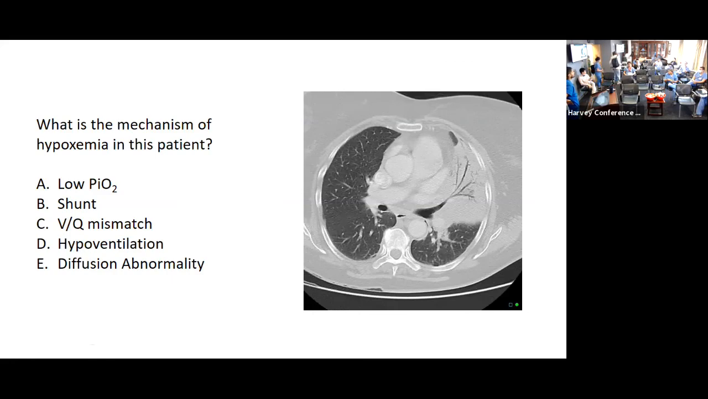Yeah, you're not wrong to say VQ mismatch. I would not disagree with that. VQ mismatch is truthfully like most causes of hypoxemia. I would say in a severe lobar pneumonia, somebody has shunt. Yeah, they have shunt physiology. What that means is this area of the lung is getting blood flow, but it's not being ventilated at all. So that's an intrapulmonary shunt.